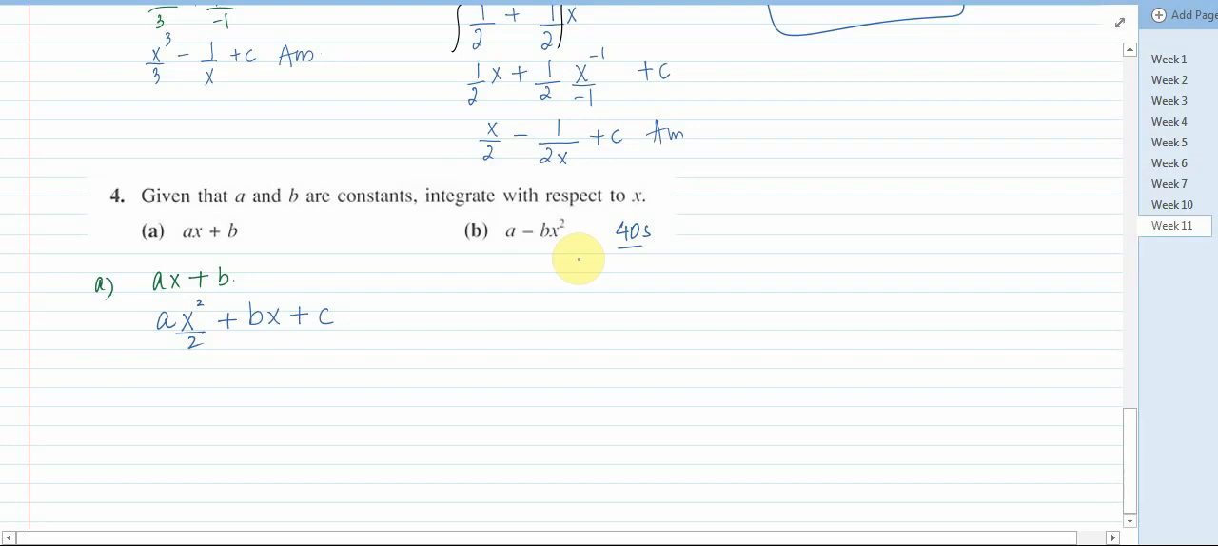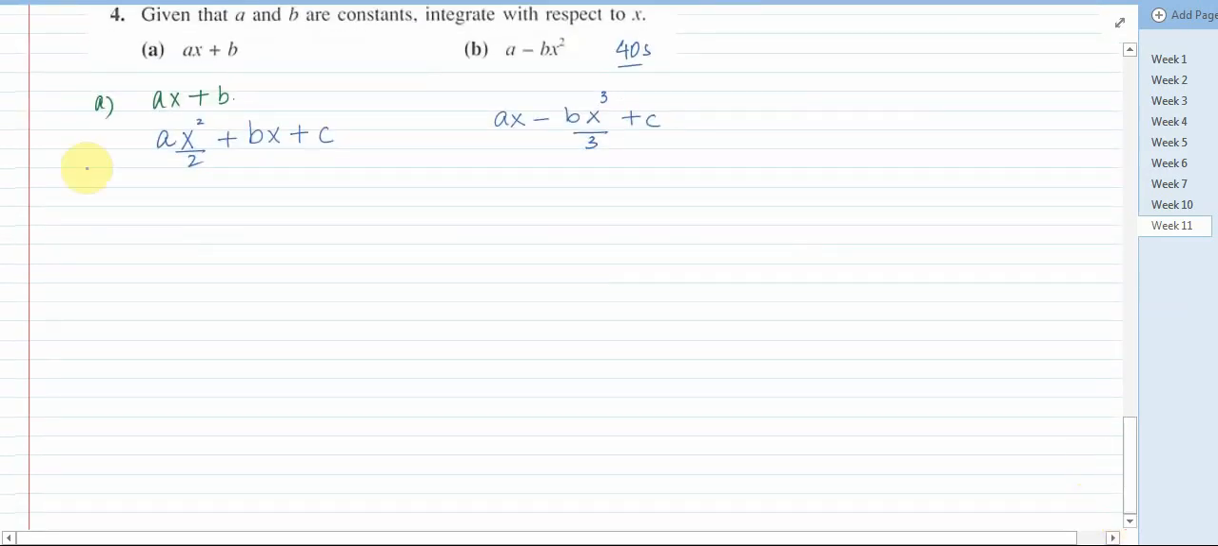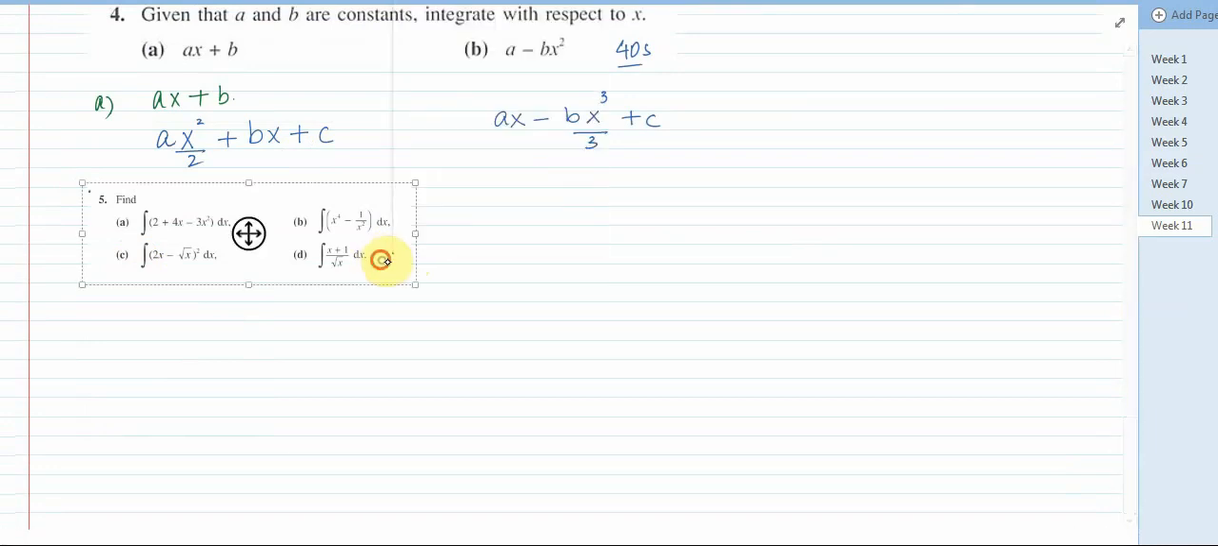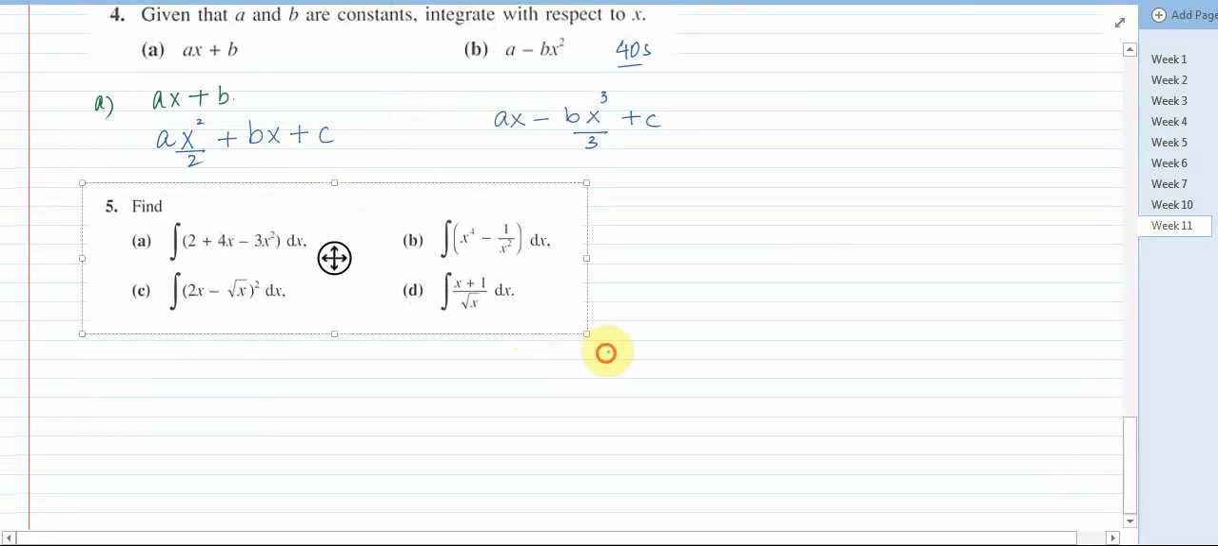Alright, so when you integrate that function, the integral of a, it's ax minus b, integral of x square is x cube over 3, and then plus c. Alright, then I hope that you are getting the same answer. And after that, we have question number 5. It has 4 parts and we are going to attempt 2 of them. And firstly, I will start with 5 part B.